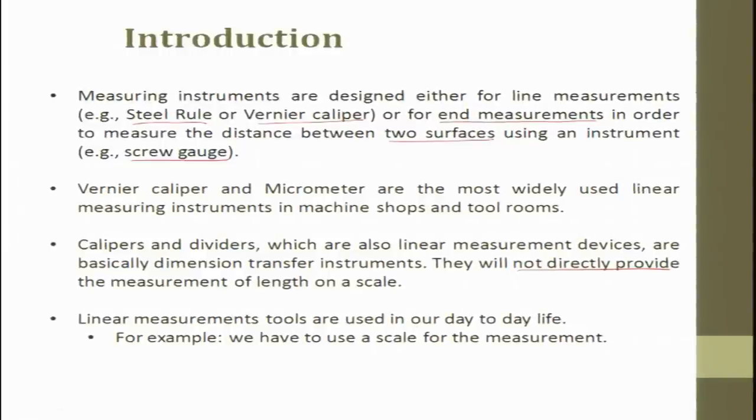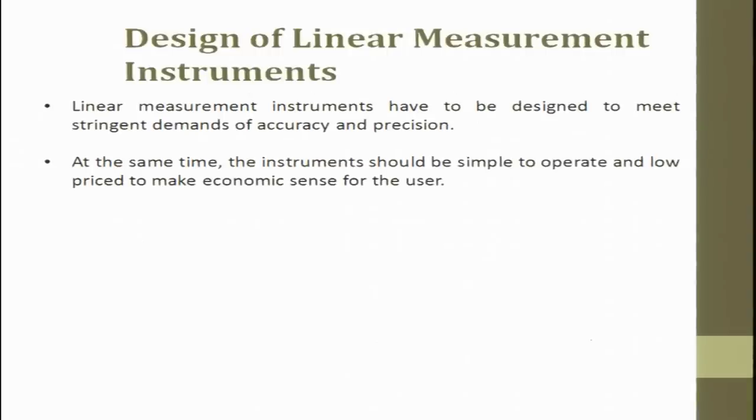For example, we use a scale for measurement, for drawing lines, and if you talk to a mason, he always measures with a measuring tape. All these things are linear measurement. The linear measurement instrument has to be designed to meet stringent demands for accuracy and precision. Now, you will be able to distinguish what is accurate and precise. At the same time, the instrument should be as simple as possible to operate and low priced, to make economic sense for the user.